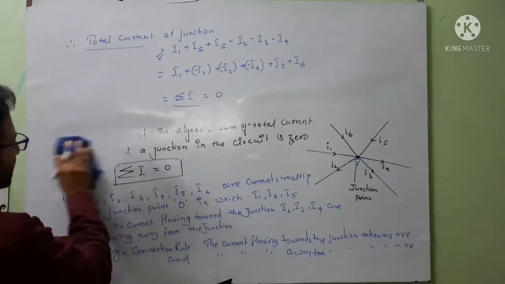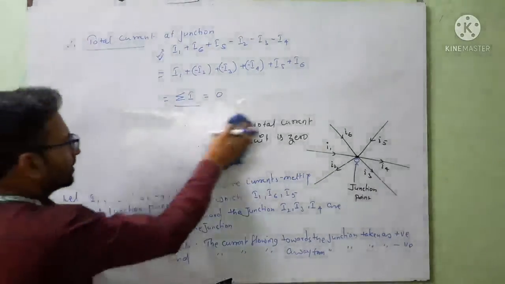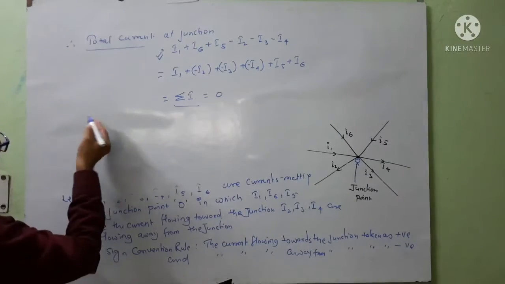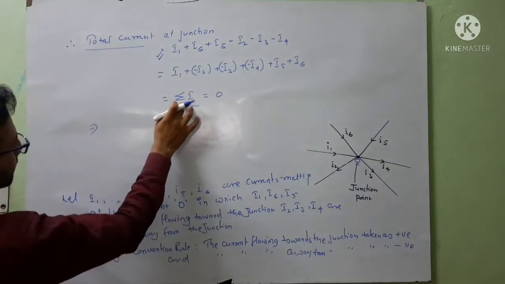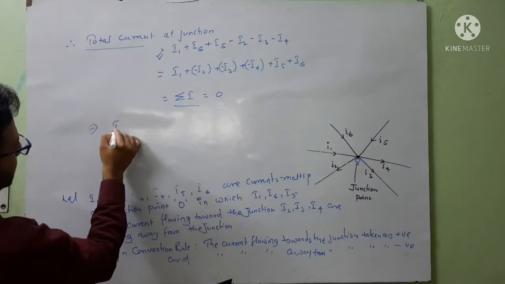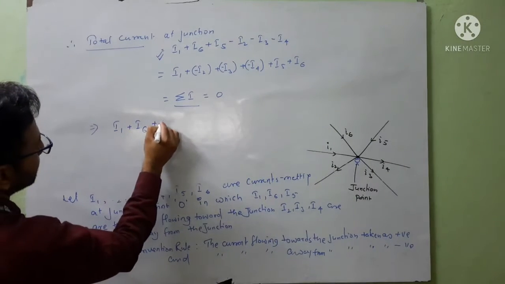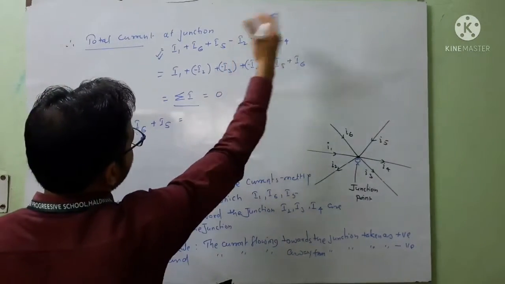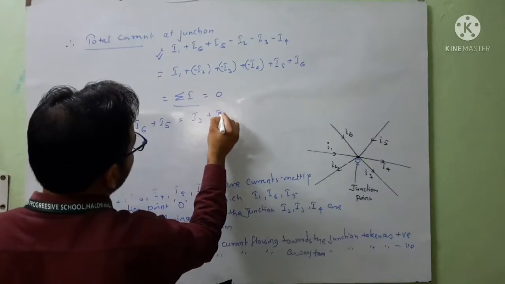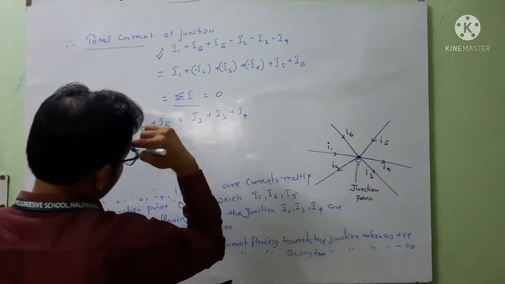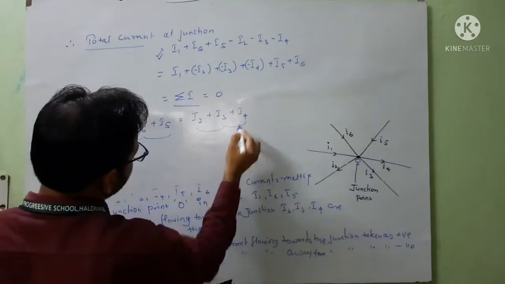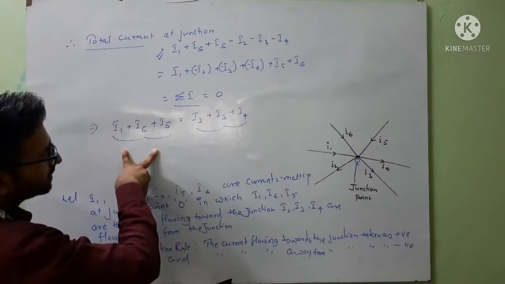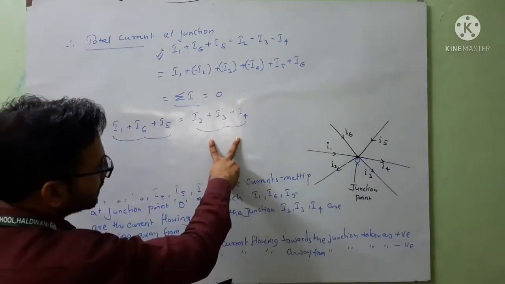Once again I can write one result which tells us about the conservation in this condition. Here, I1, I6, I5, all positive, are taken together, and all negative are taken together on the other side: I2, I3 and I4. From this result, we observe that the total current toward the junction is equal to the total current away from the junction.